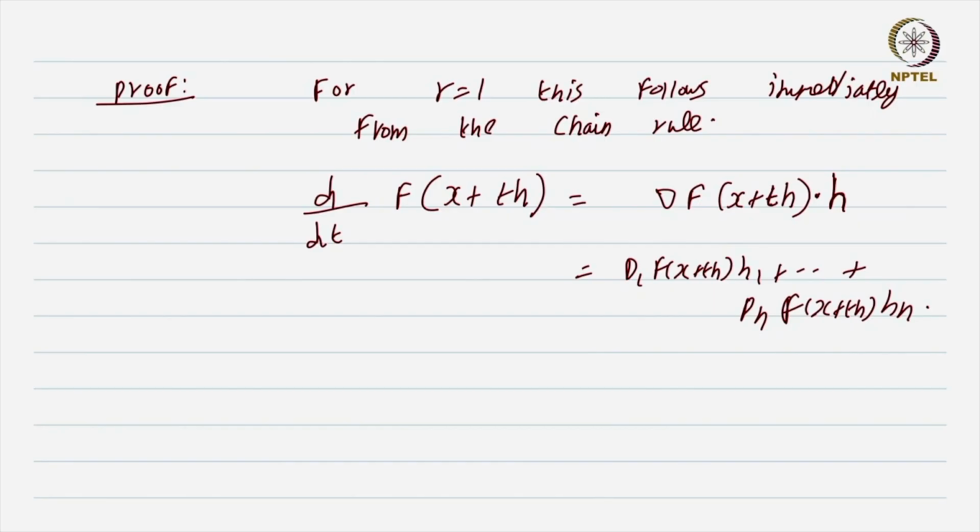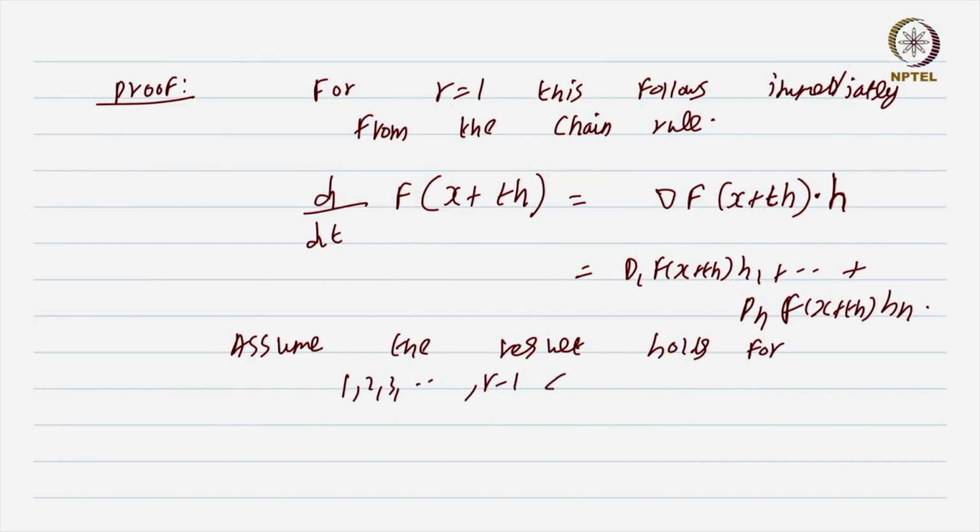Now assume the result holds for 1, 2, 3, dot dot dot r minus 1. All of these are less than k. Now we have to show the result for r.